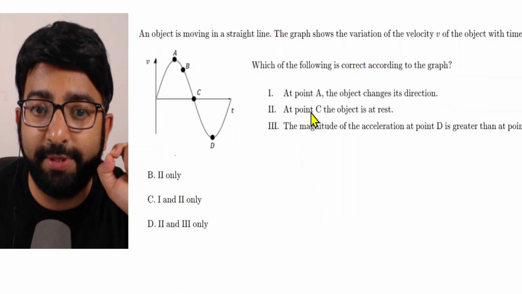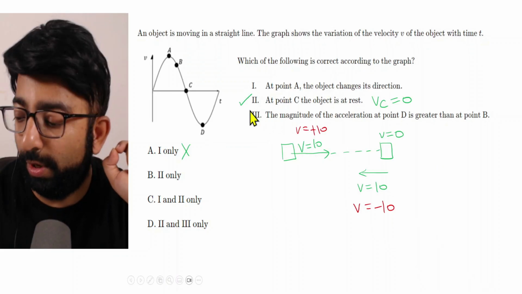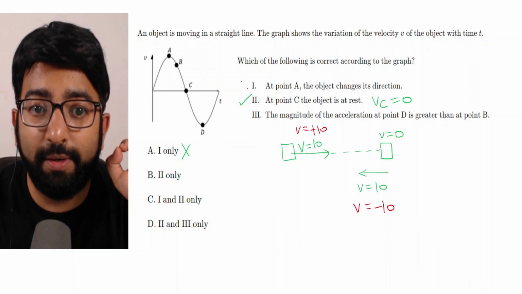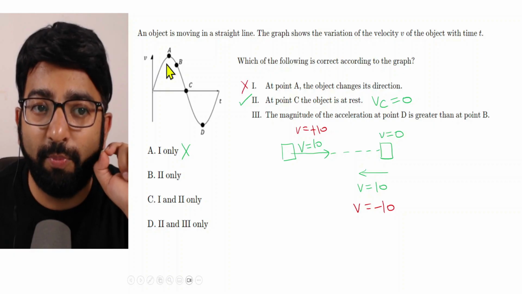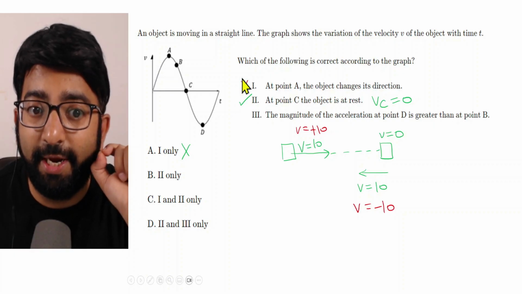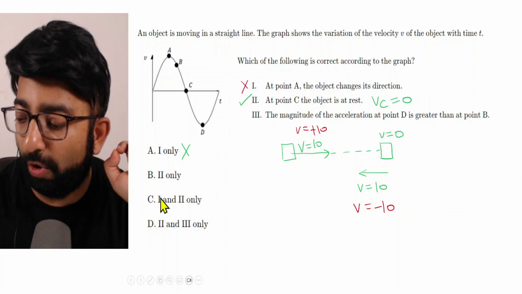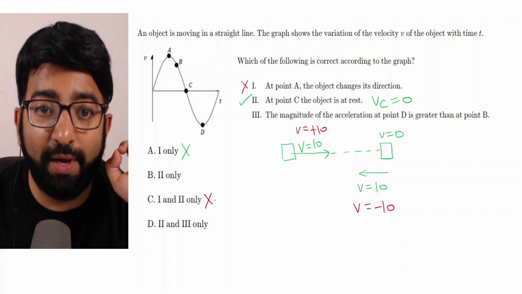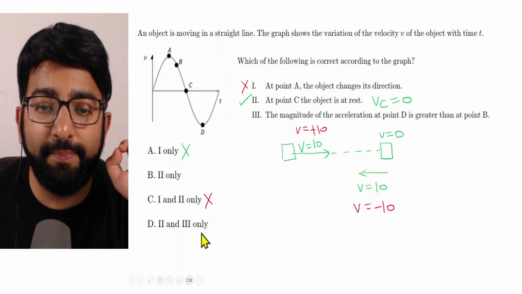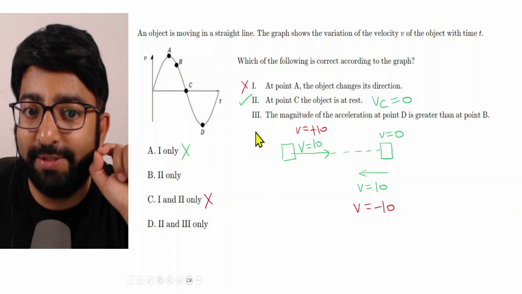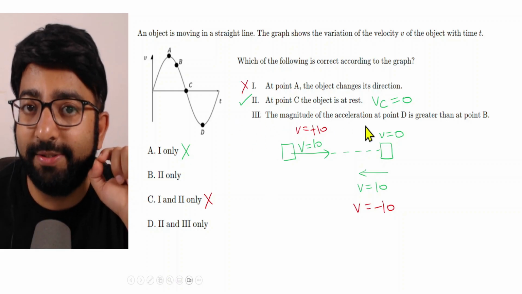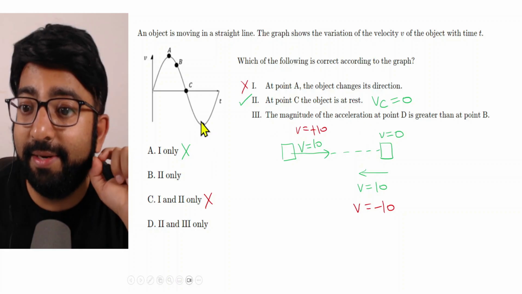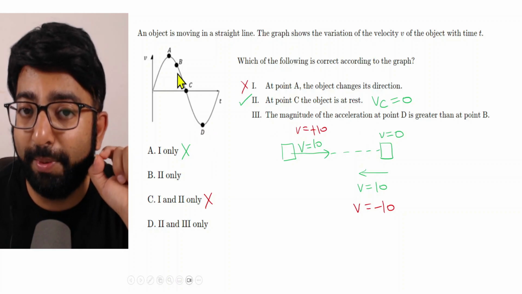So, if we go back to the statements, statement number one is clearly wrong, as the particle is not changing direction at the point A. Since statement one is wrong, we can eliminate option C as our answer. So, the answer is either B or D, which means we just need to cross-check statement three. The magnitude of acceleration at the point D, is it greater than at the point B? How do we do that?